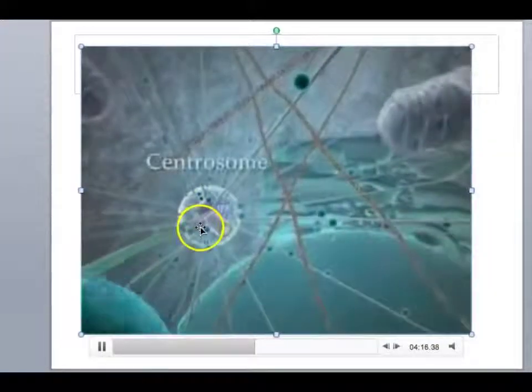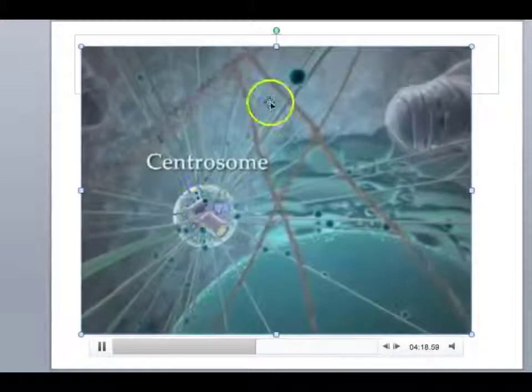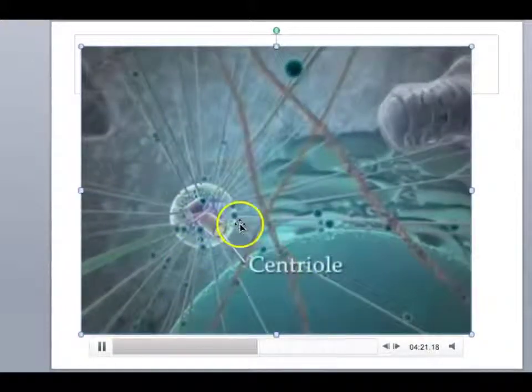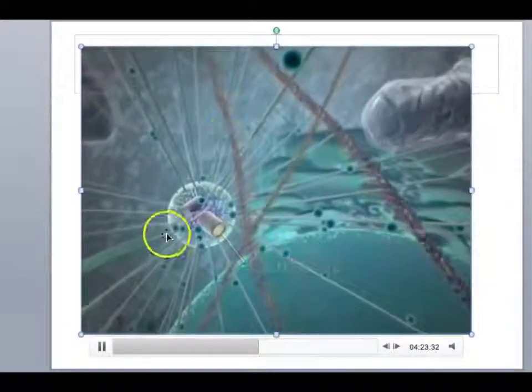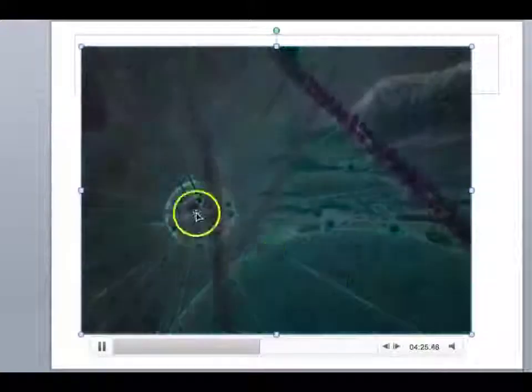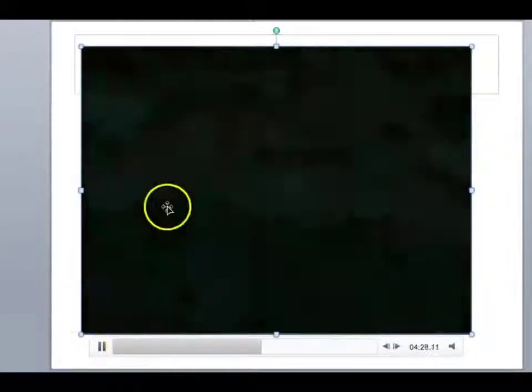These are the microtubule centers called the centrosomes. They shoot out a bunch of microtubules to make sure the cell is staying in the right shape. And also, once the cell goes through division, it'll move the DNA to separate sides of the cell.